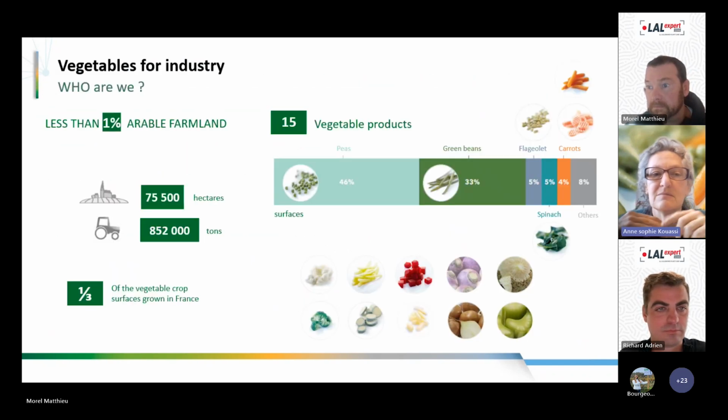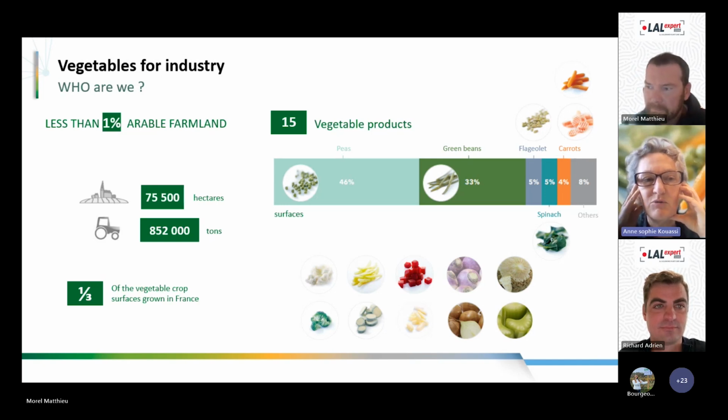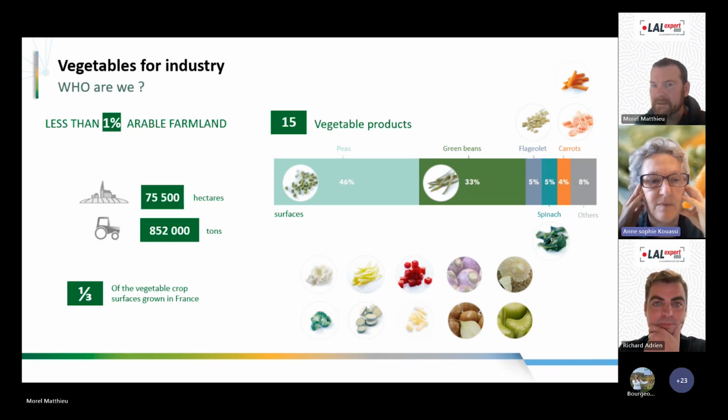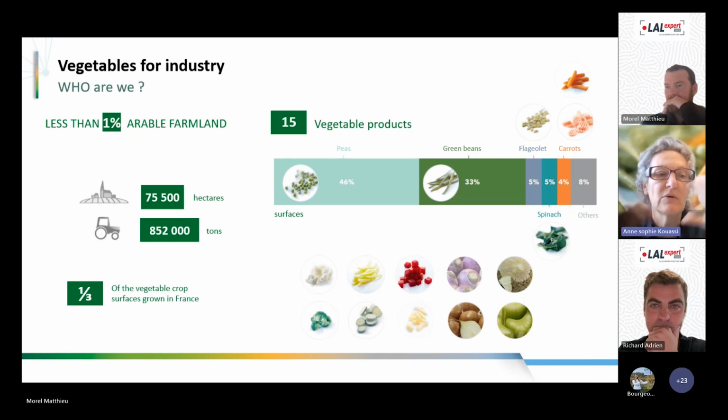We are very little as an area. We are only representing 75,000 hectares, so less than 1% of arable farmland in France. But it's important for us, and it represents 15 different vegetable products of different importance. Major crops are green peas and green beans, and then you find the 13 others. And the vegetable crop for industry is one third of the overall surface of vegetables in France. Next, please.